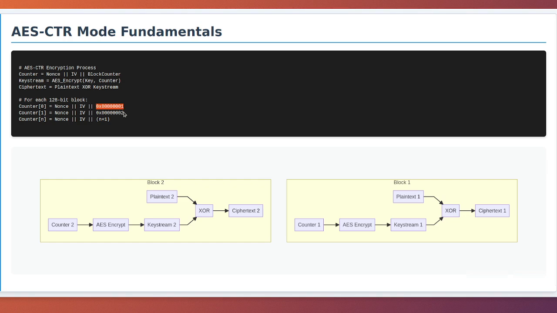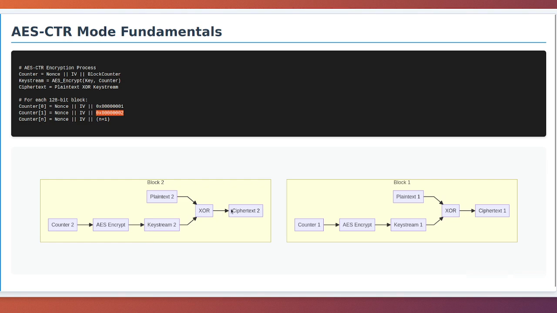In ESP implementations, we typically use a 4-byte nonce derived from the ESP packet's SPI and sequence number, combined with an 8-byte block counter. This ensures that even if the same data is sent multiple times, it will be encrypted differently each time because the counter values will be unique. One of the most significant advantages of CTR mode is that it enables parallel processing. Since each block's encryption depends only on the counter value and not on the previous block's ciphertext, we can encrypt or decrypt multiple blocks simultaneously.